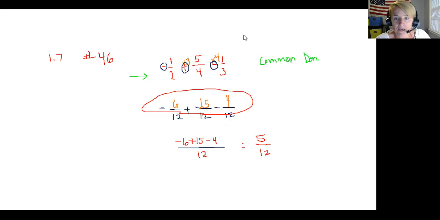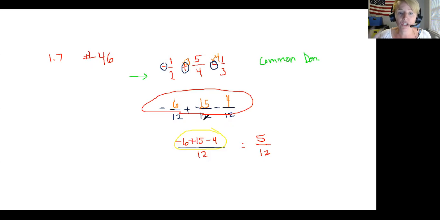Now I was able to do all of this in my head because to me it's easier to view it like a number line. I go to the negative 6 and then I go positive 15. So I'm going to be way over here now, at positive 9, and then I have to go back negative 4. So that's going to put me at 5.